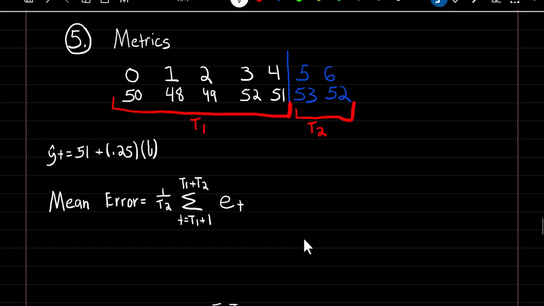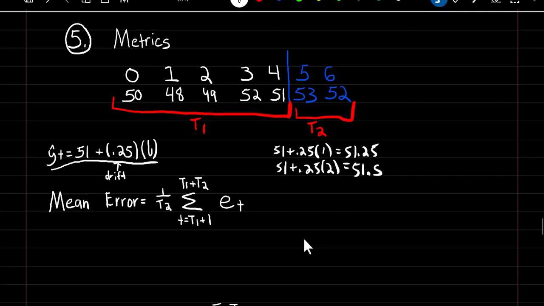So let's say we're given a random walk model, and the formula is y at time t is equal to 51 plus 0.25 times the number of increments, or L. So this 0.25 is just the drift term. If you want to make a prediction at time 5, we would first train our model on the first 5 observations, and then we would make our prediction. So our prediction would just be 51 plus 0.25 times 1, which is 51.25. And then at time 6, it would be 51 plus 0.25 times 2, which would give 51.5.